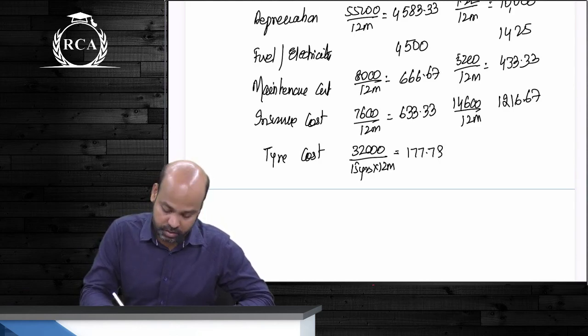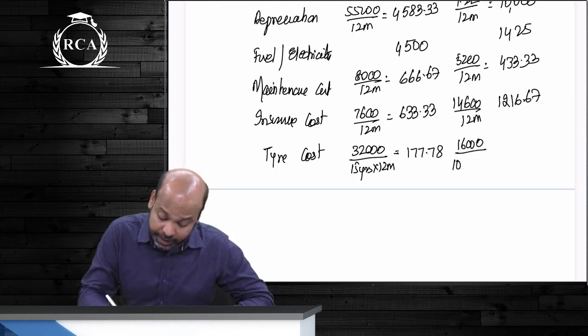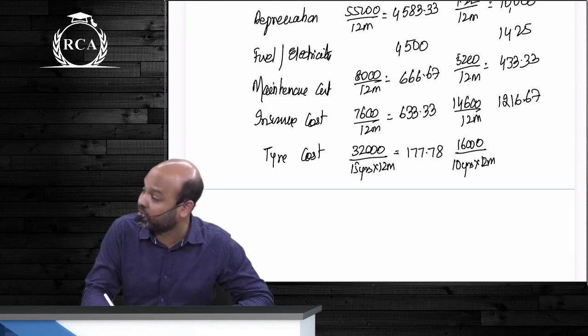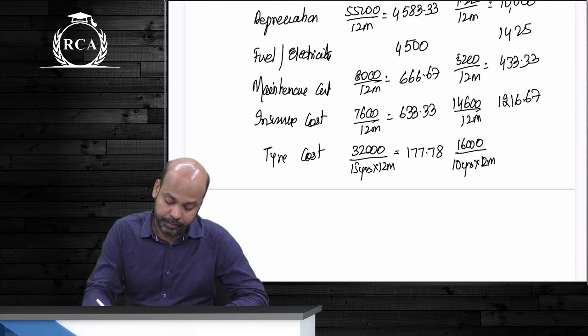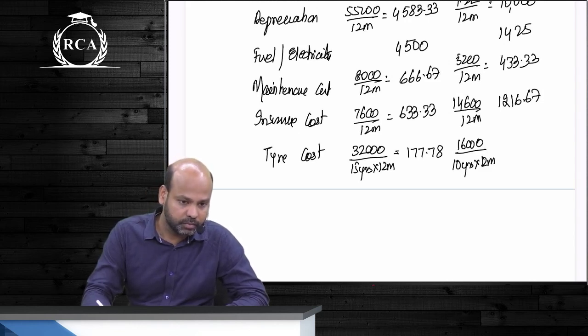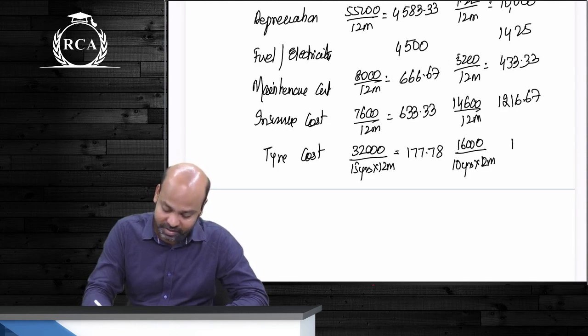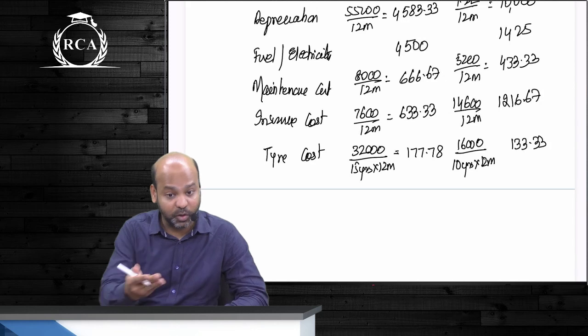7. Dusra wala beta, you're replacing only once. You will divide by 10 years into 12 months. Life is 10 years. 16,000 by 120 beta. 130. 19,200 कहते हैं.